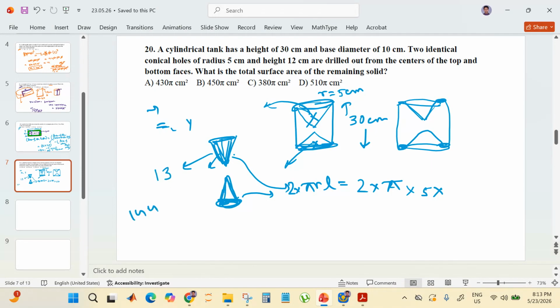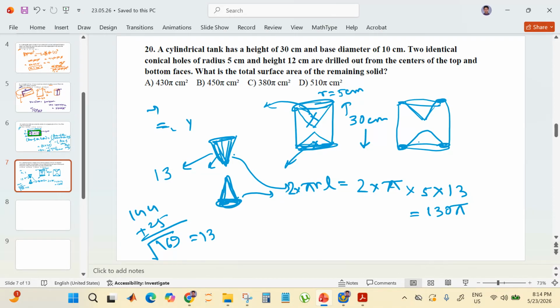We know 12 squared is 144 and 25 is the base radius squared. If we add the squares and take the root, it will be 169. Root of 169 will be 13, right? So 13 will be there. So 65 into 2, 130 pi is the slant surface area of two cones.